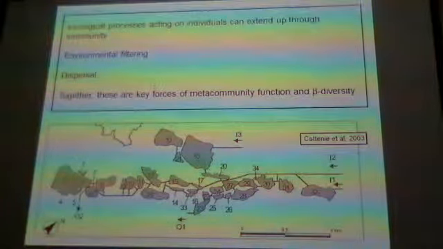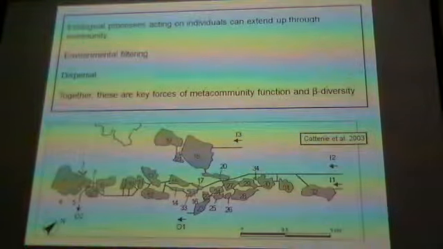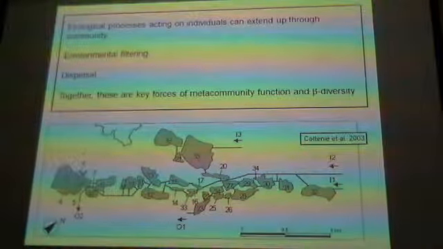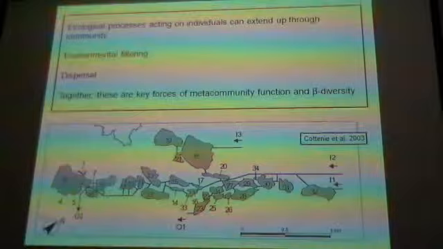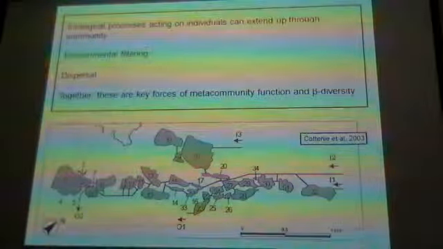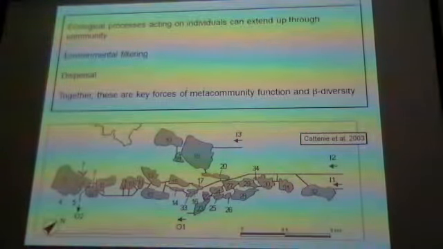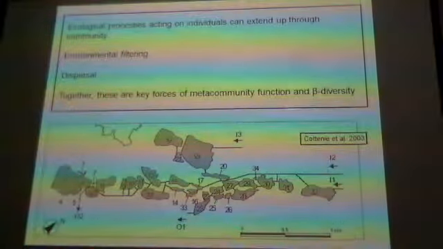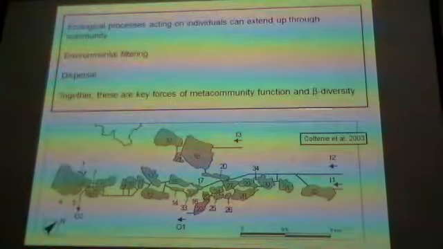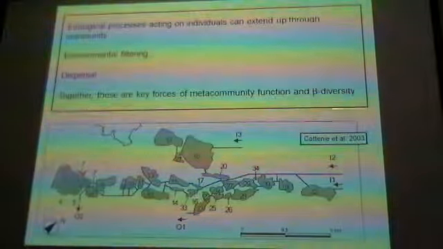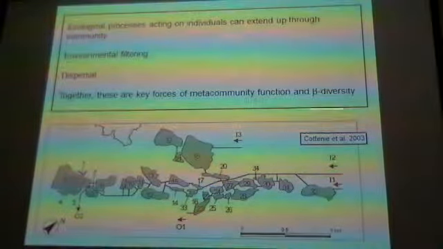areas. This is a great example of a study about 10 years ago looking at zooplankton communities in a series of interconnected ponds. That just shows both how filtering and dispersal can play a role as these ponds become connected at certain times of the year.